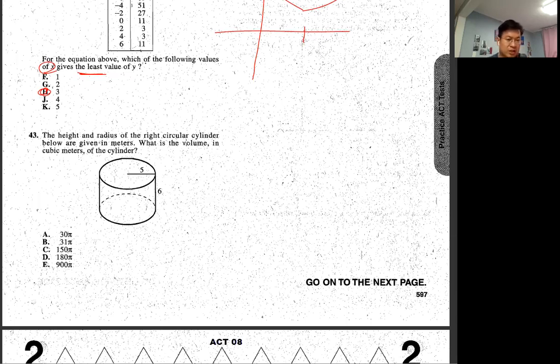The height and radius of this one. What is the volume in cubic meters? So volume is always base area times height. Base area is pi r squared, which is 20.